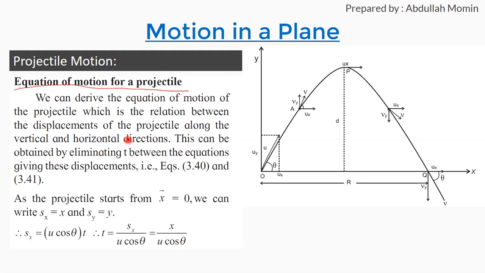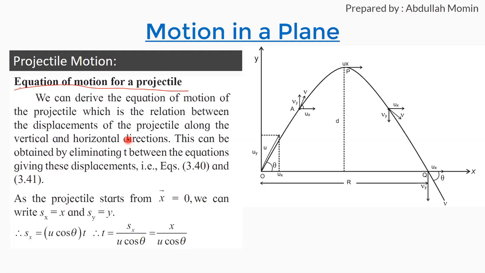For t, we have x upon u cos theta, minus half g t square, means x upon u cos theta whole square. So this u and u will get cancelled. Sin theta upon cos theta will be tan theta, and the remaining term is x. Now we can write g x square outside the bracket over 2 u square cos square theta. So now this equation is in the form of y is equal to ax plus bx square, and this is the equation of the trajectory of the projectile.